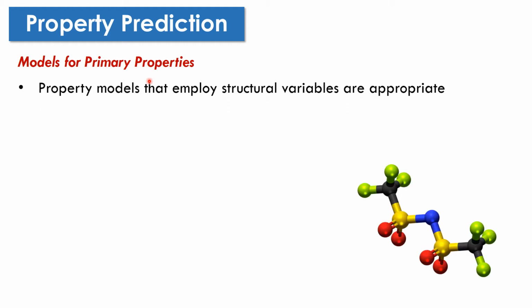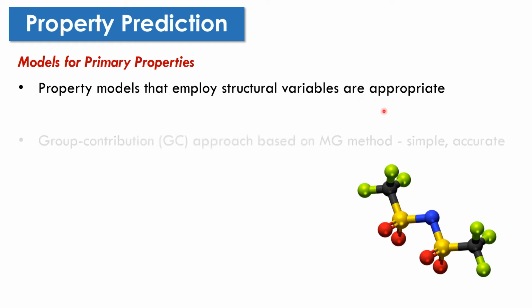Let's look at the types of properties that we have, in terms of the models that we can use in order to predict the properties. First of all, we look at the models for primary properties. Since we know that primary properties depend on the structure of the molecule, it would be good if we can use property models that employ structural variables.